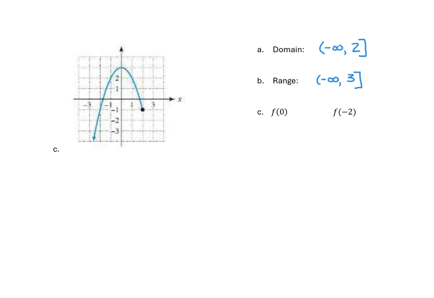Okay, then we have our evaluate. Okay, f of 0, we have 0 inside our parentheses as our x-coordinate. So we are going to find where x is 0, and we're going to go up to where it touches the graph, and we get 3.